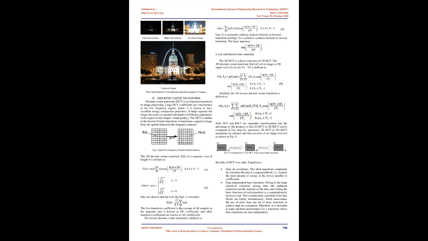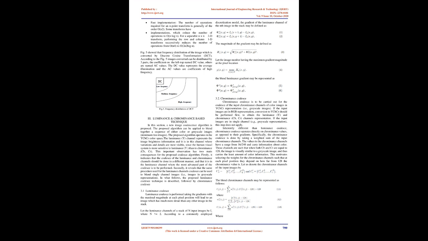The 2D discrete cosine transform X(k1, k2) of an image or 2D signal x(n1, n2) of size N1×N2 is defined as. Similarly, the 2D inverse discrete cosine transform is defined as. Both DCT and IDCT are separable transformations, and the advantage of this property is that 2D DCT or 2D IDCT can be computed in two steps by successive 1D DCT or 1D IDCT operations on columns and then on rows of an image x(n1, n2), as shown in Fig 4.